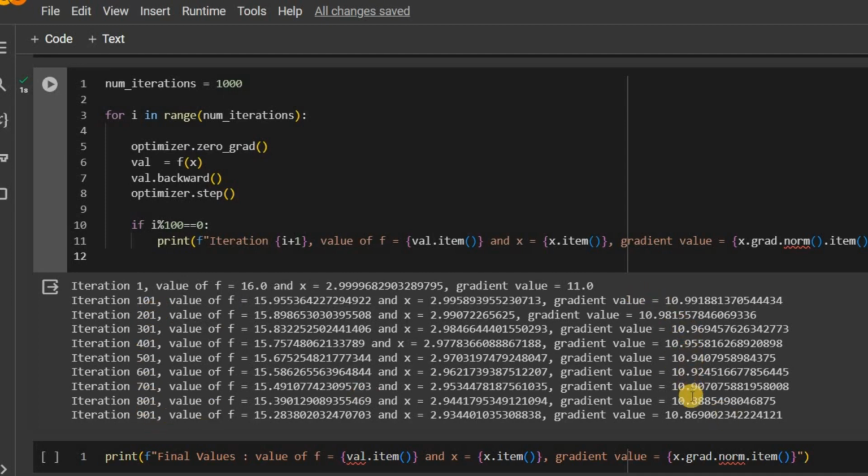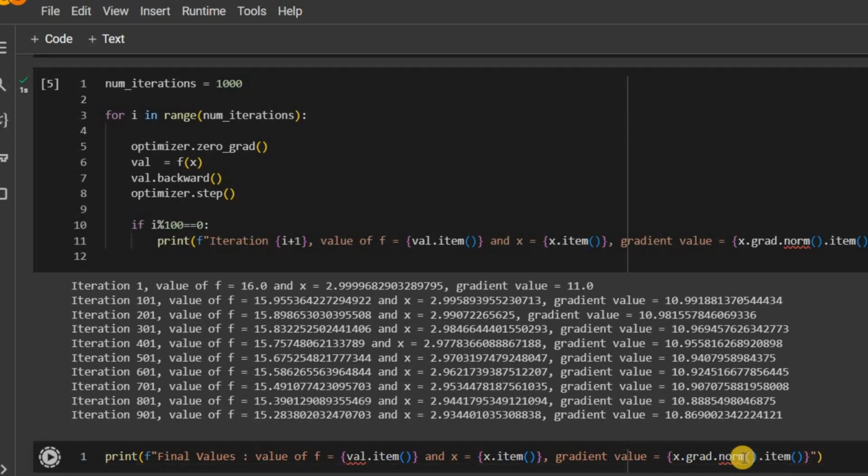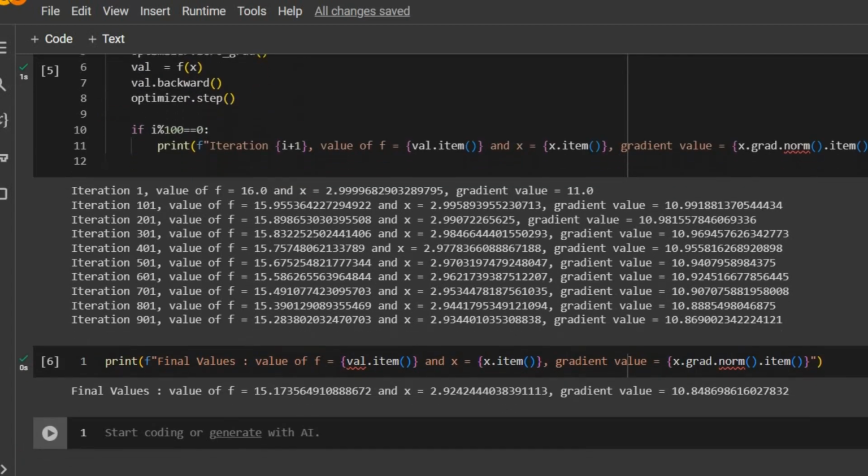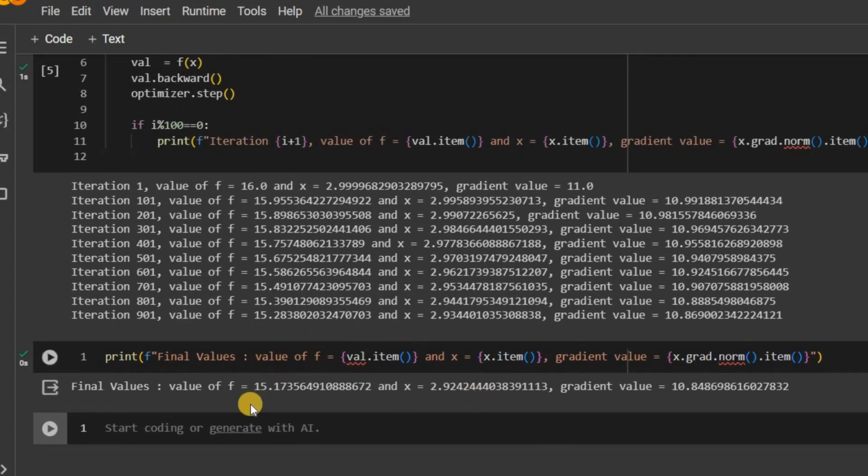And we see that the gradient value is decreasing. It is decreasing, but not up to the level it should be. Like in 1000 iterations, let's see what is the final value I am getting over here. So it's norm with brackets. Yeah. So the final value which we are getting is this. The value of f is 15.17, x is 2.92, and the gradient value is 10.84.